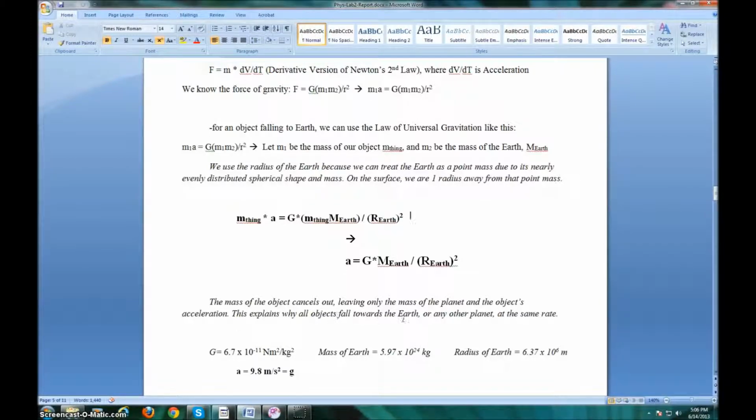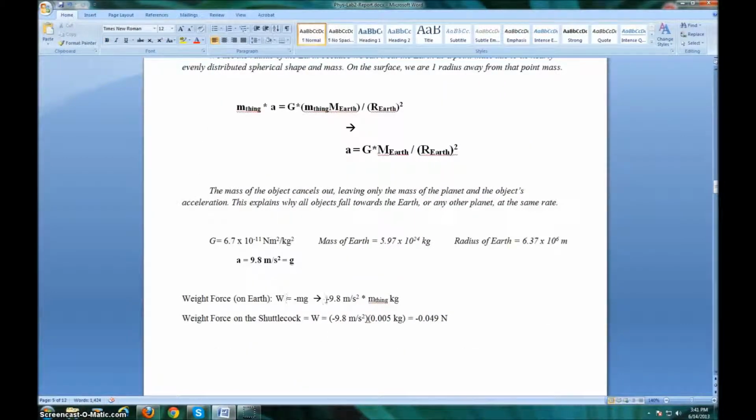This explains why all objects fall towards the Earth or any other planet at the same rate. On Earth, that acceleration is 9.8 meters per second squared. Now, this acceleration is unique to the Earth. Other planets will have a different value depending on their mass. However, on Earth, if we take the mass of our object and multiply it by this acceleration, we get what we call the weight force. The weight force of the shuttlecock was negative 0.049 newtons.